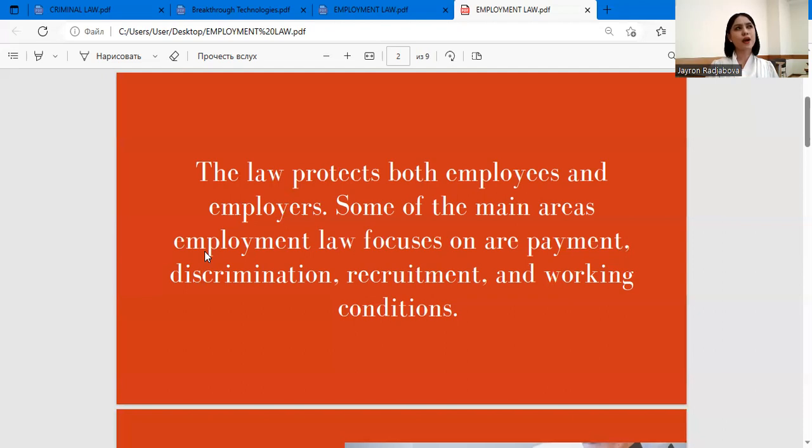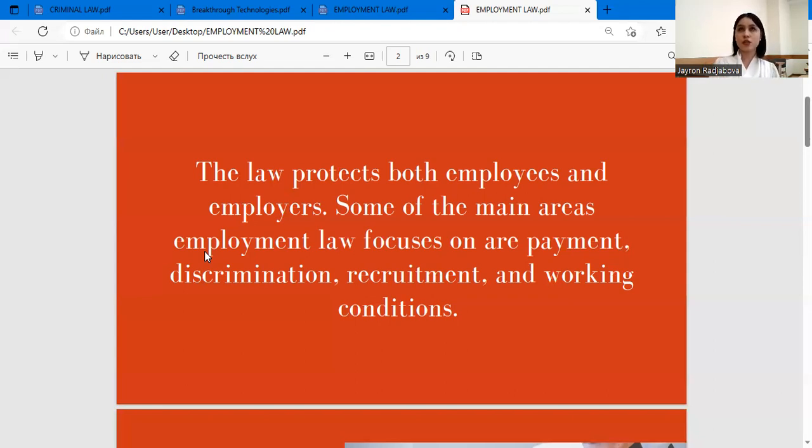Recruitment. What kind of problems may occur in recruitment? It means that the person applying for a job meets all the demands, has the certificates and the skills suitable for the work, but the employer doesn't want to hire this person. This is a recruitment problem.